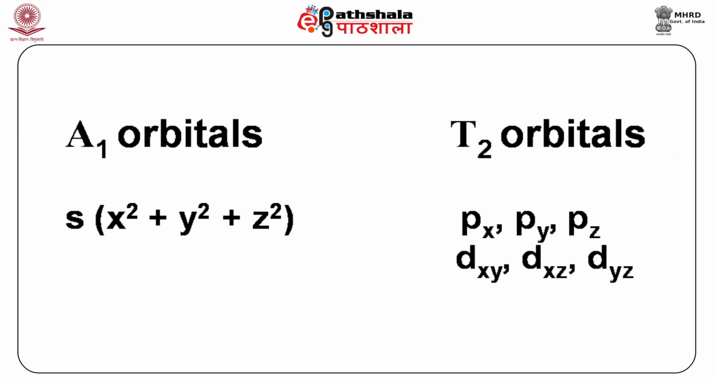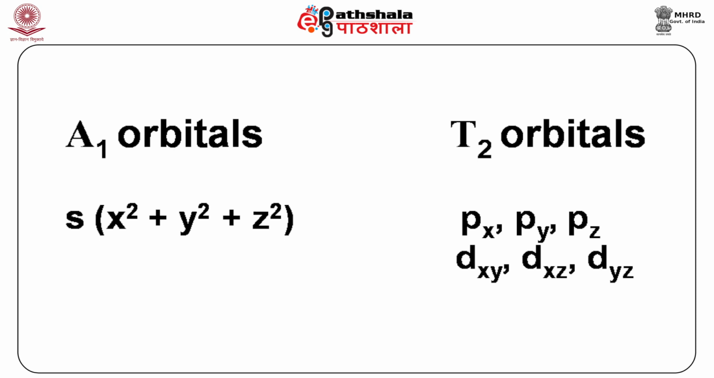For the A1 group orbitals, we can have an s orbital. For the T2 group orbitals, we can have px, py, pz, dxy, dxz, and dyz orbitals. We therefore see that to form a complete set of tetrahedrally directed sigma bonds, the central metal atom will have to provide an s orbital as well as a set of p or d orbitals or both.